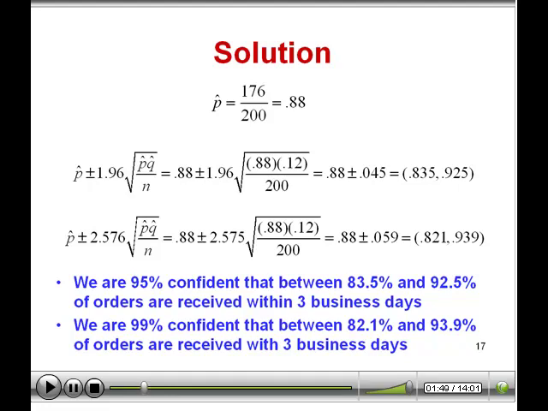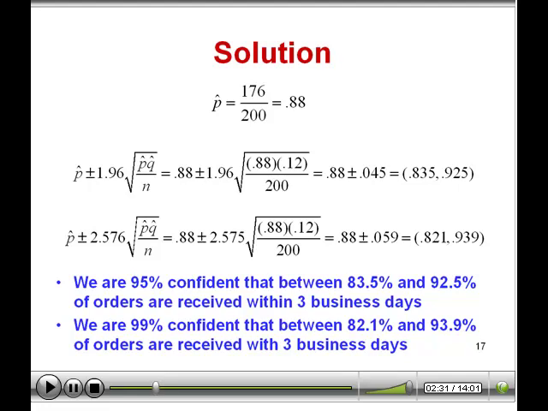We use the computational formula using the critical value of 1.96, since this is a 95% interval. We substitute the value 0.88 for p hat, 0.12 for q hat, 200 for n, and then we do the math. The margin of error is 0.045, and when this is added and subtracted from 0.88, we get the 95% interval 0.835 to 0.925.